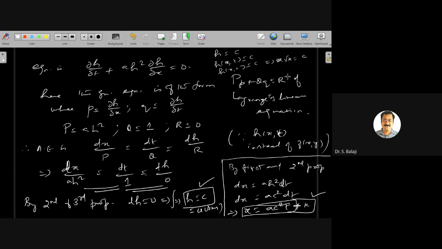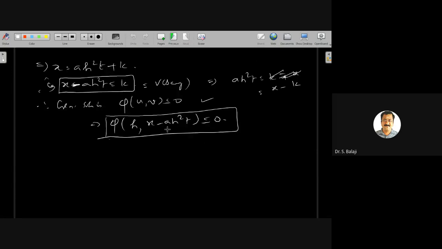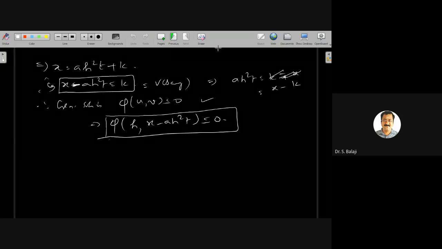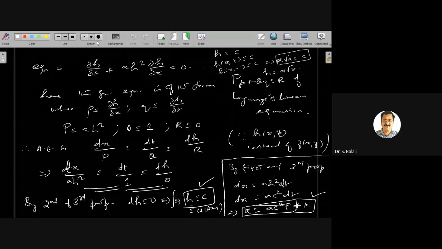Alpha root x is equal to c. Therefore, we are getting the value of c as alpha root x. For h is equal to c, that c can be written as alpha root x. Here you can write c as alpha root x. The initial condition is useful for finding the constant c, and I can write that here, since it is given.